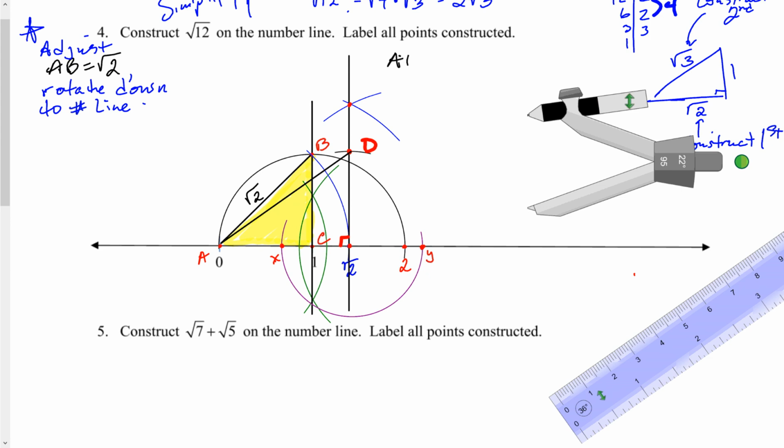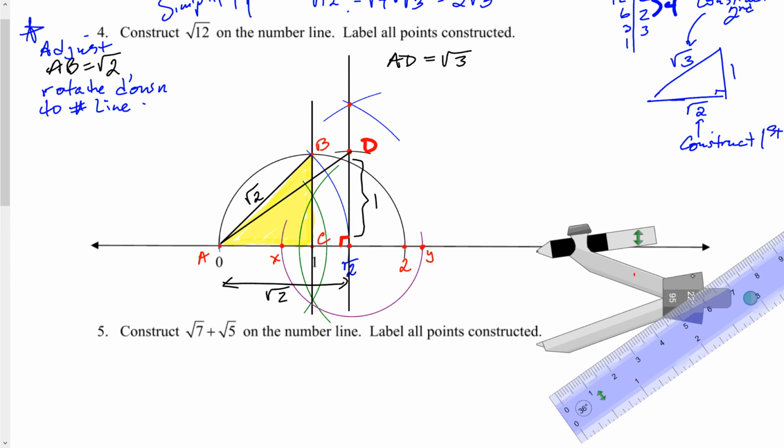Here we go. The distance from A to D is going to be root 3. You might be asking why. Well, this side length here is root 2. This distance right here is equal to 1. And notice on the first triangle that I gave you on the right, root 2 squared plus 1 squared equals root 3 squared. I'm using the Pythagorean Theorem here. 2 plus 1 equals 3, and that's why this works.